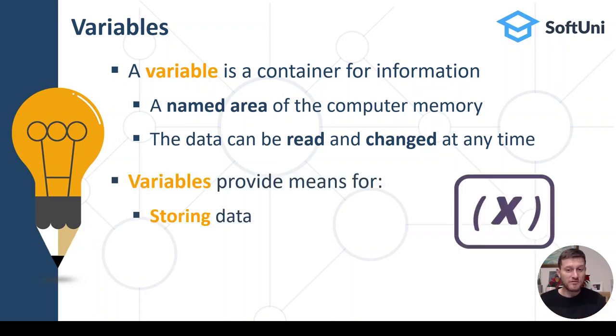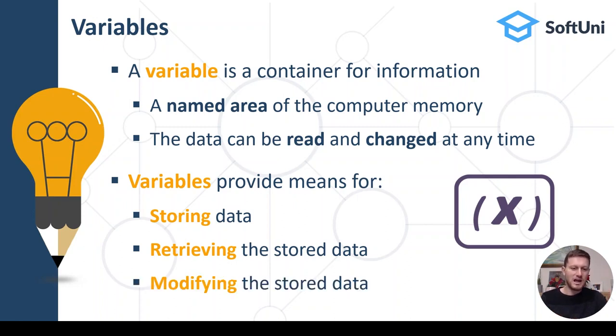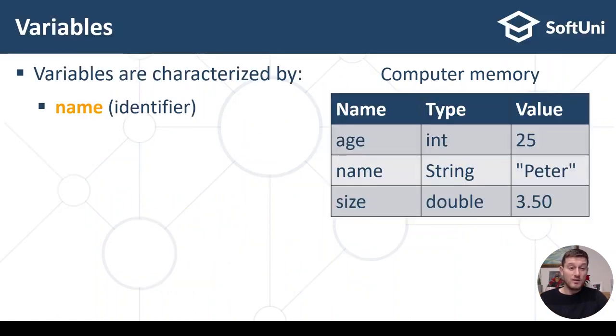So variables provide means for storing data, so you can put something in a place in a variable in the computer memory. You can retrieve the data which is previously stored in a variable, or you can modify existing previously stored data. So variables in programming are characterized by name. For example, the name could be age, or student name, or size, or list of students, or something like this.